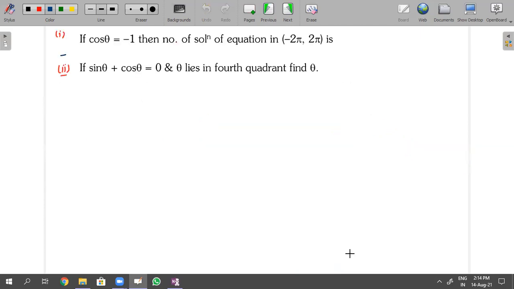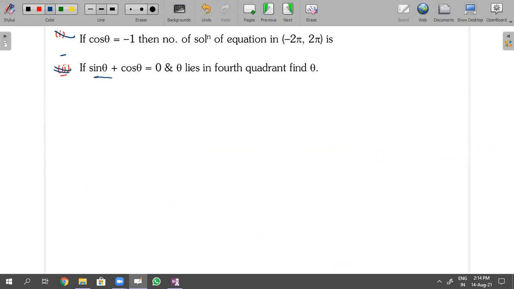Now let me take another one. If cosecant theta is equal to minus 1, then what is the number of solutions of this equation? Do try this question, and if you are able to solve it, then please do let me know. Let's move to the next one.